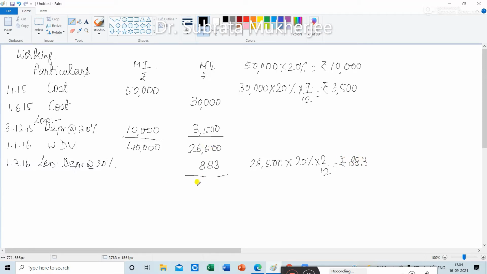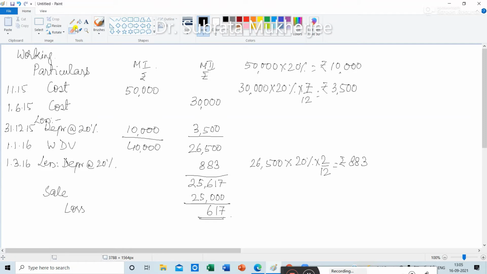So what is the written down value after charging depreciation? 25,617. Now this machine was sold. So this is the sale value, 25,000. So you have incurred a loss of rupees 617. This is the amount of loss, 617, due to the sale of M2.